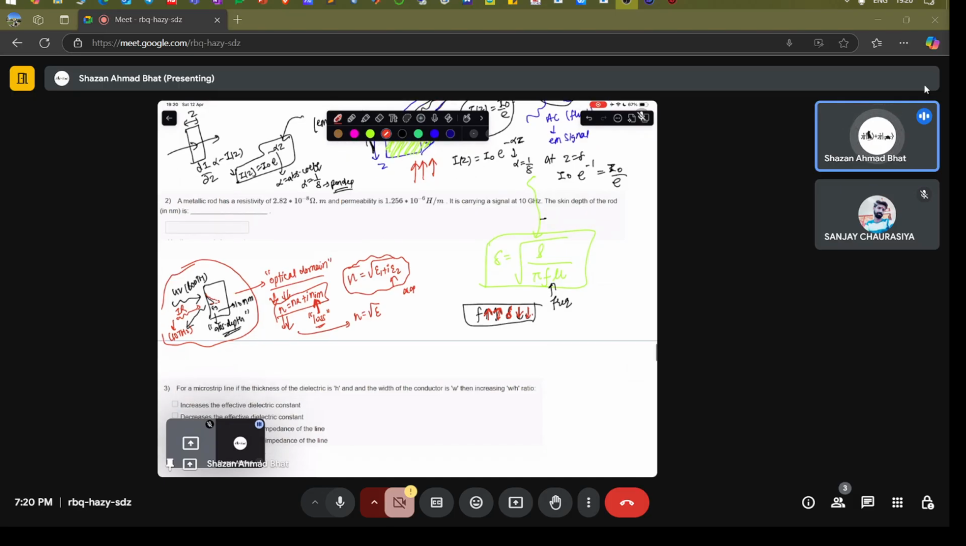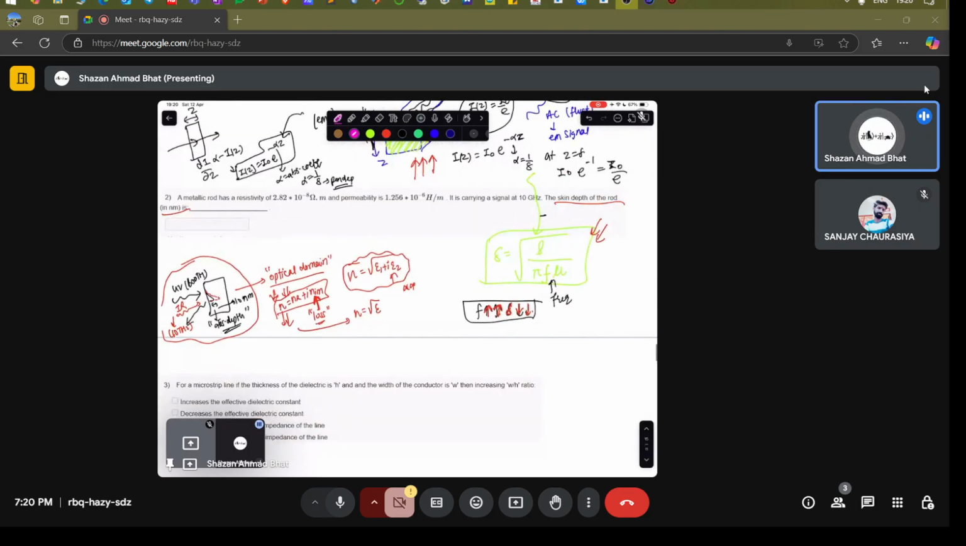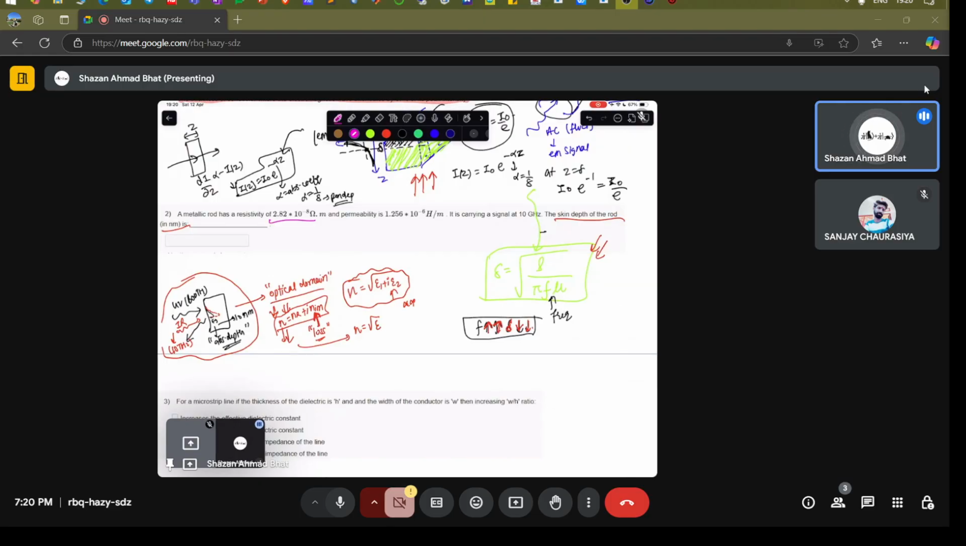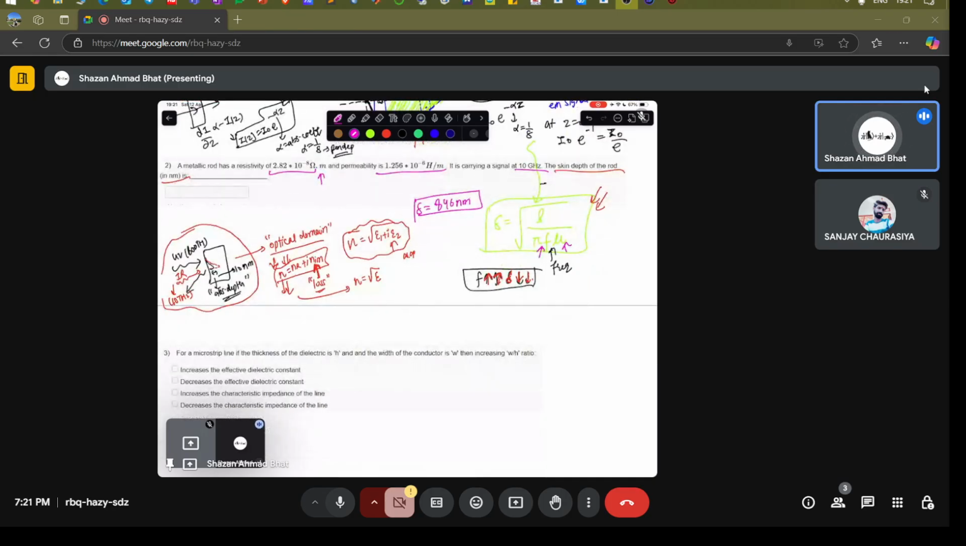So now you have to use this equation in order to evaluate the skin depth of a rod. You are given everything. You are given resistivity in ohm meter, you don't have to change the units. You're given permeability in Henry per meter. You're given frequency 10 gigahertz. Pi is a constant. You get delta to be around 846 nanometers. This is the value of the skin depth.